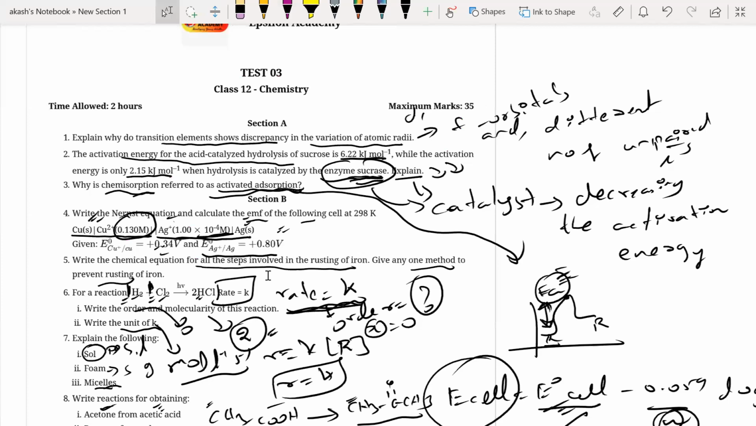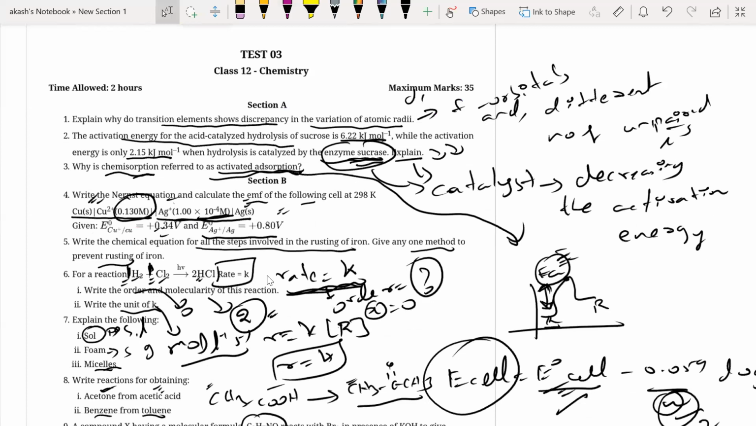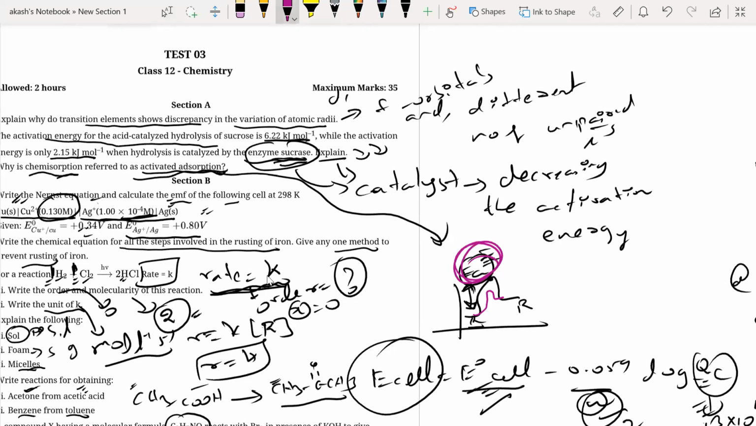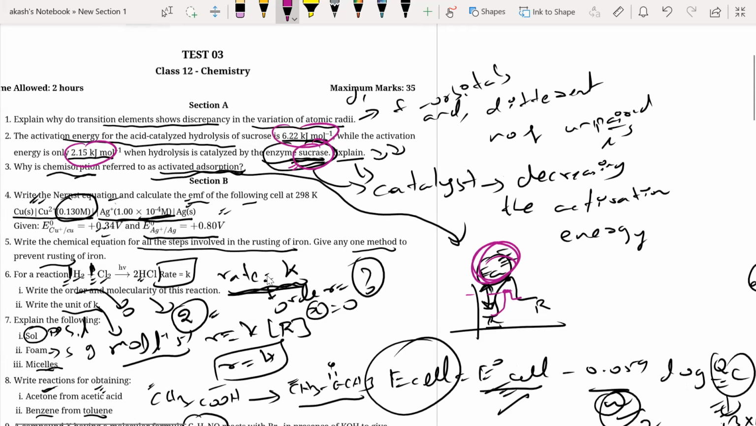Don't worry about it. But even if they ask you, all that we need to understand is, if I have a catalyst, we know that this activation energy is there, right? When I use a catalyst, this activation energy will be reduced and the reaction will go like this. So you're seeing the activation energy is reduced here if I use a catalyst, and that is what is explained here also. When we use a catalyst, 6.22 is becoming 2.15, because this particular sucrase is an enzyme which acts as a catalyst by decreasing the activation energy, and the reaction becomes faster. That's what is happening. Understood. But ideally speaking, this is not there in the syllabus.